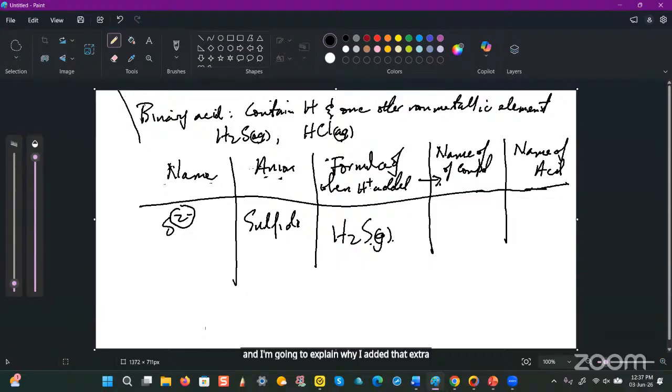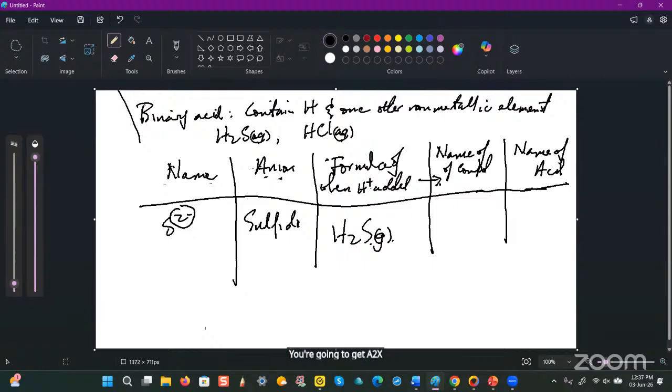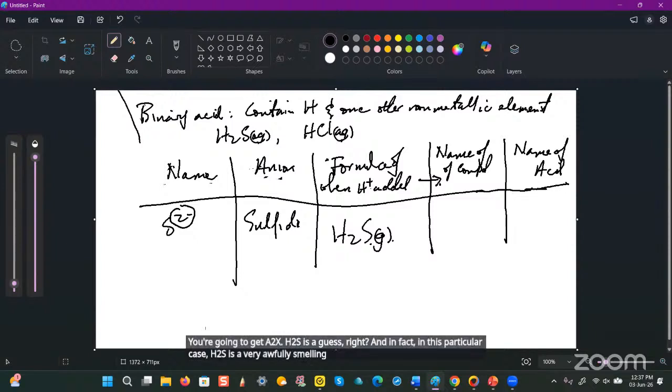Okay, so when you add H plus to the S2 minus, right, you're going to get H2S. H2S is a gas, right? And in fact, in this particular case, H2S is a very awfully smelling gas. It smells like rotten eggs, right? And that's because rotten eggs, when decomposed, some of the proteins decompose to form this gas. So that gas is what you're smelling when you smell rotten eggs, all right?